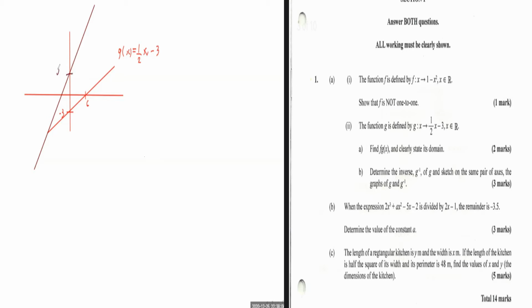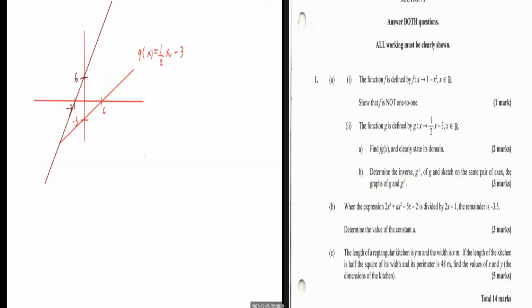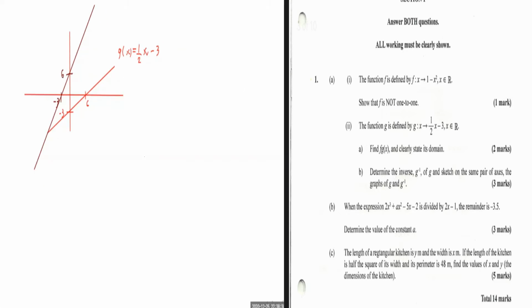Let's try to write this 6 very pretty. This is 6, this is -3, and this is g inverse. As we can see, they're just a reflection of each other in the line y equals x. So you could also state that. You could tell them that it's a reflection of each other in the line y equals x. And that's it.